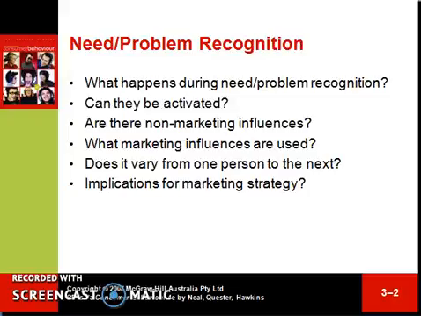Now comes the need for problem recognition. To understand how consumers behave during this early stage of decision making, it is necessary to pose a number of questions. Do consumers readily recognize that they have a need for the product or service? If not, can it be activated? What are the major influences on consumers, and how does this vary from one consumer to the next? How can this knowledge be used to devise a suitable marketing strategy?